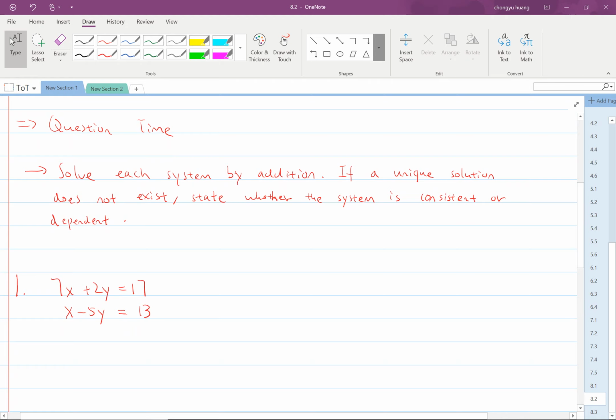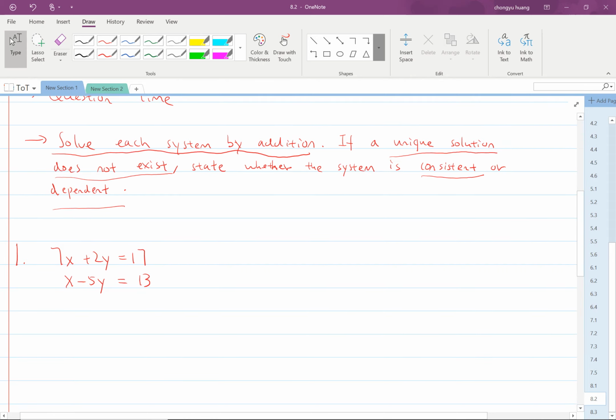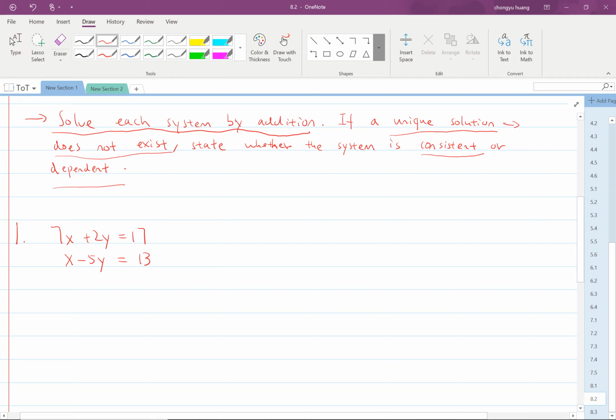Here the question says: solve each system by addition. If a unique solution does not exist, state whether the system is consistent or dependent. Let me do some recall here. A unique solution means there's only one solution.